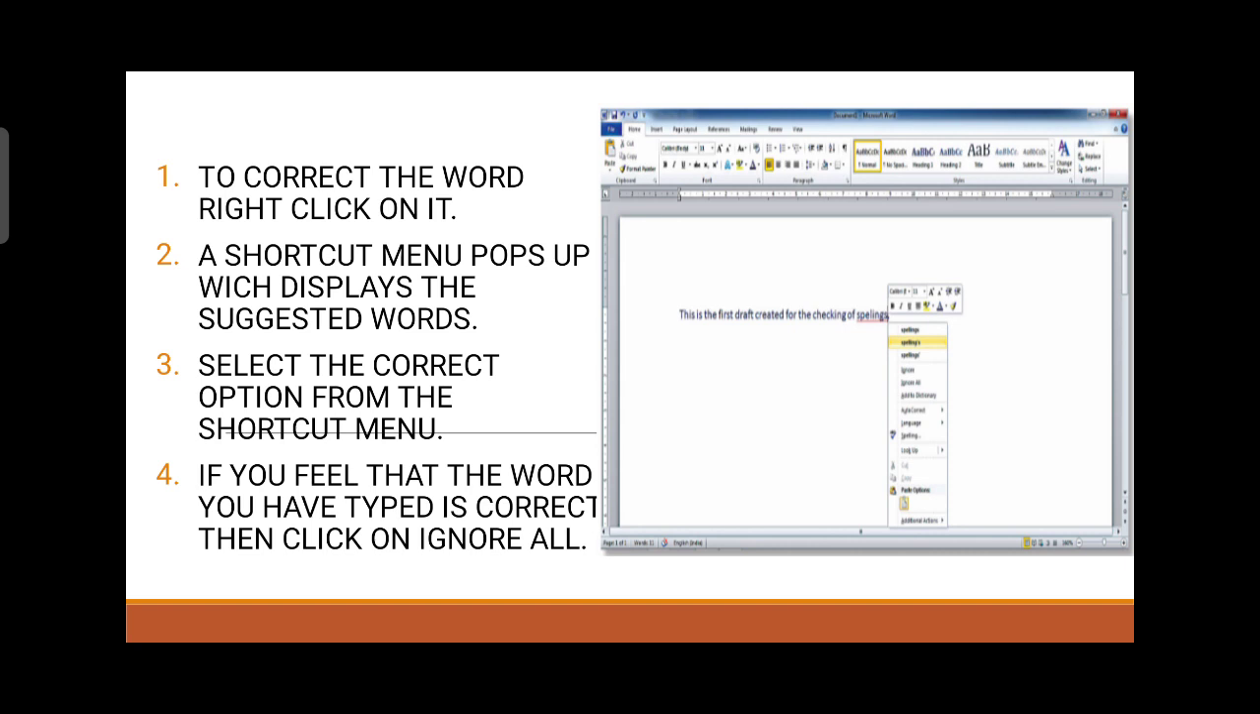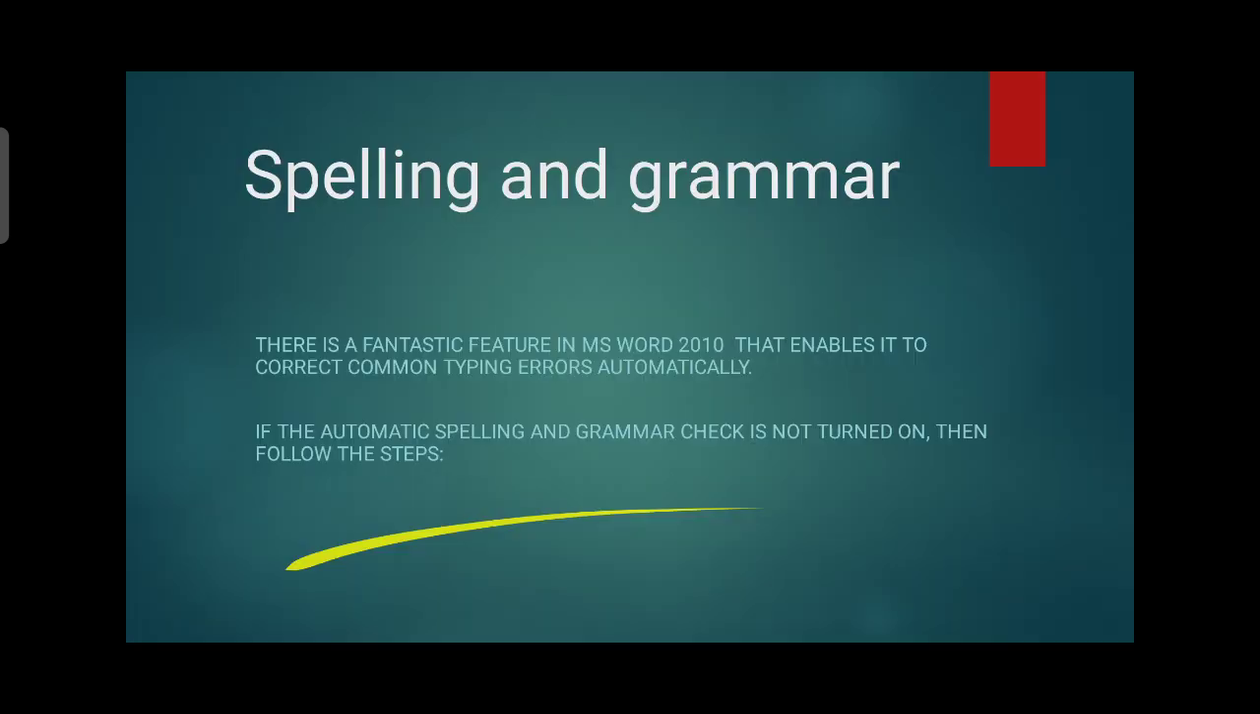When you click on the right mouse button, you will get the suggested word. From here, if you know the correct spelling, you go and click on the correct spelling. Otherwise, if you feel that the word you have typed is right, then you have to click on ignore all, otherwise ignore once. Got it, children?